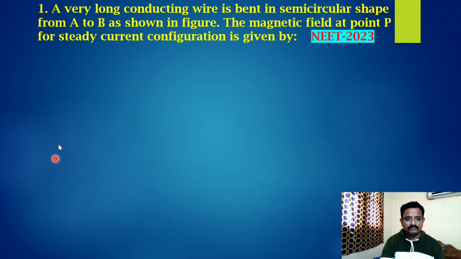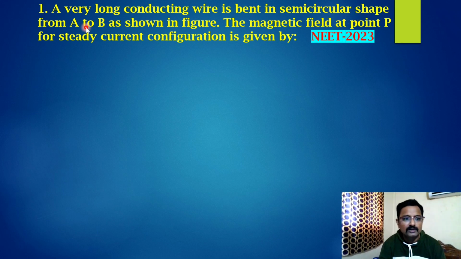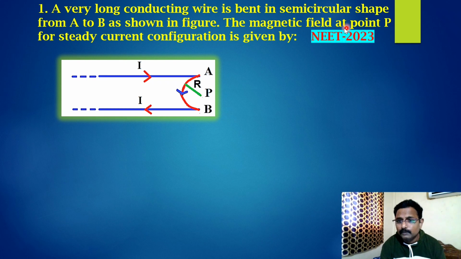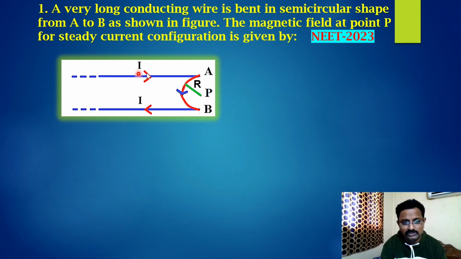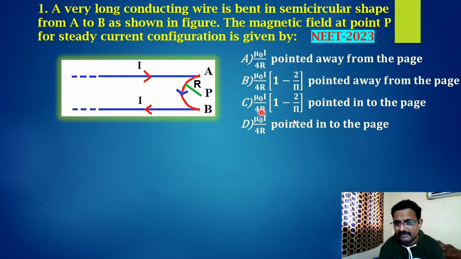Here is the first question. A very long conducting wire is bent in semicircular shape from A to B as shown in figure. So in this figure, a long conducting wire is bent in semicircular shape from A to B. The magnetic field at point P for steady current configuration is given by. So we have to find the magnetic field at point P due to this current carrying conductor. It was given in NEET 2023. Here are the options. From these options we have to identify the correct answer.